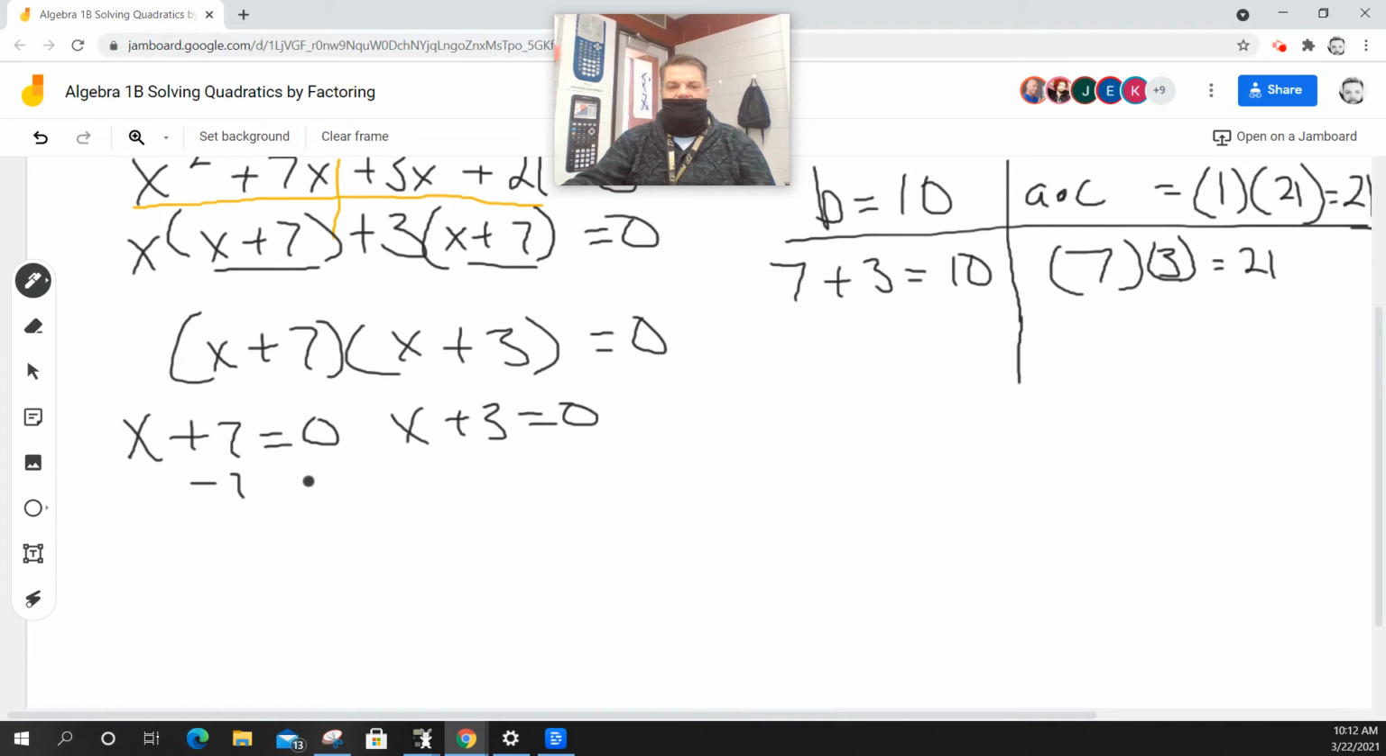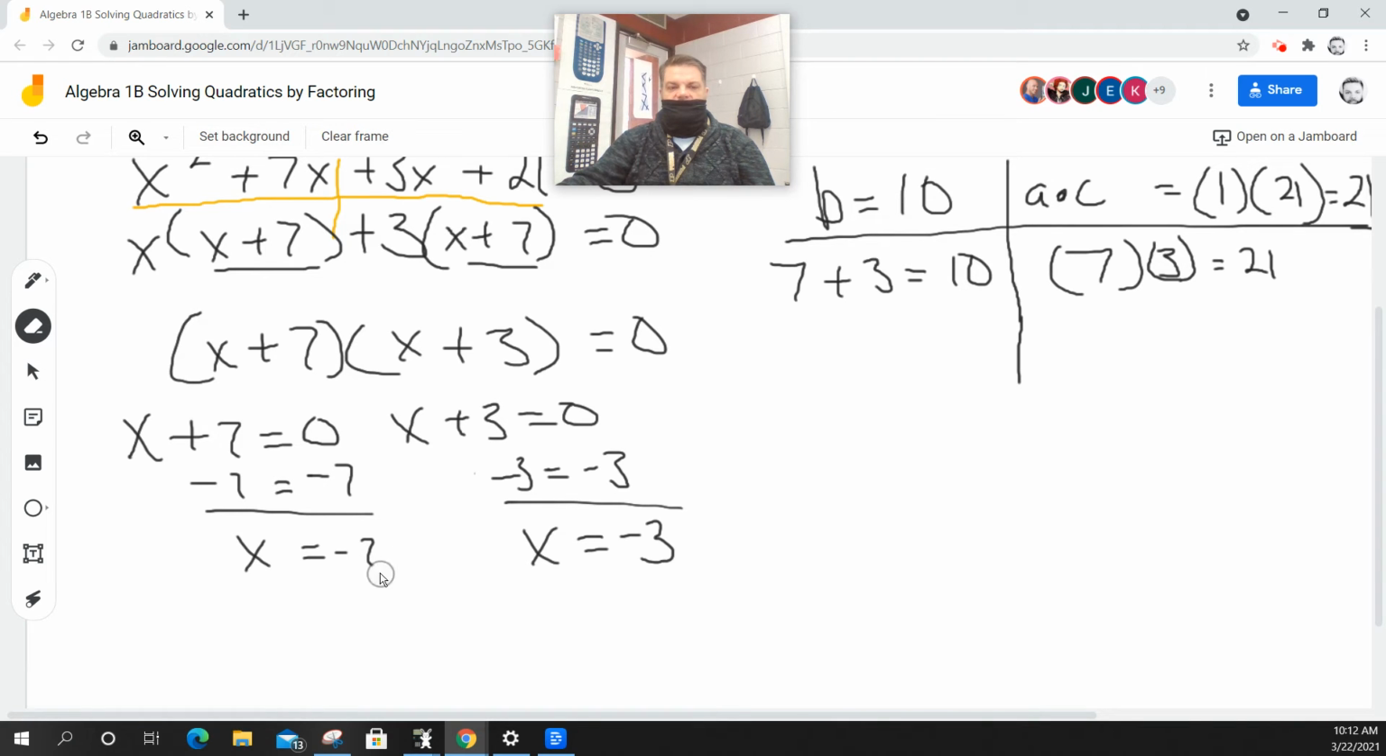I'm going to subtract 7 from this side, subtract 7 from this side, and I get x equals negative 7. Over here, I'm going to subtract 3. Here, I'm going to subtract 3. And here, I'm going to subtract 3. And x equals negative 3. Oh, that 7 looks like a 2, doesn't it? Oh, perfect now. Now, how can I verify that these are my two solutions? X equals negative 7 and x equals negative 3.